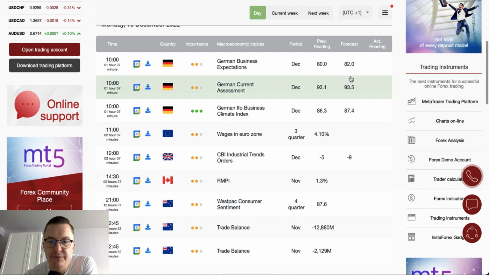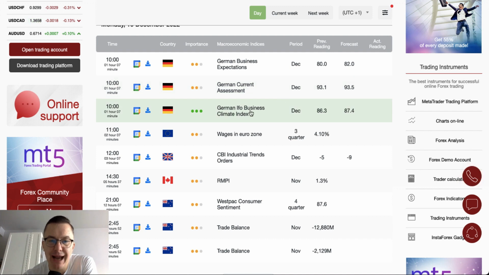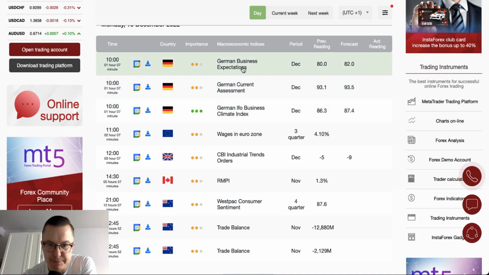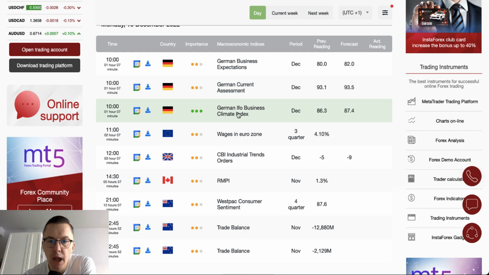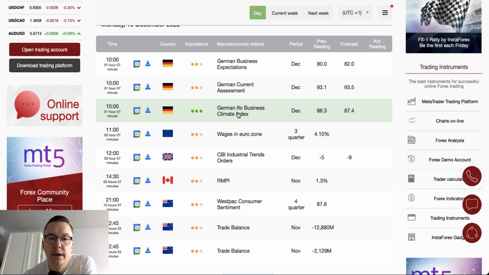We don't have too many very important events scheduled for release. Nevertheless, the key event of the day is the German IFO business climate index, current assessment, and business expectations. All of these three indicators will tell us a little bit more about the sentiment in Germany. So please keep an eye on this data release. They might have an impact on the euro dollar.